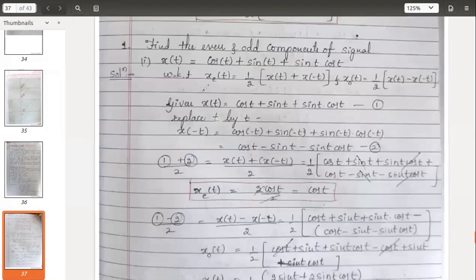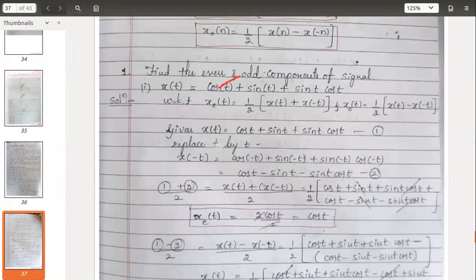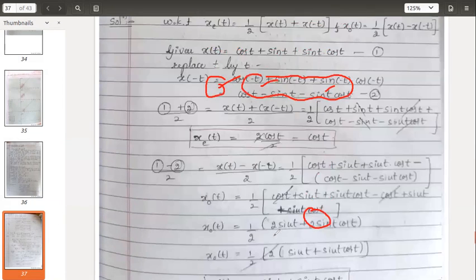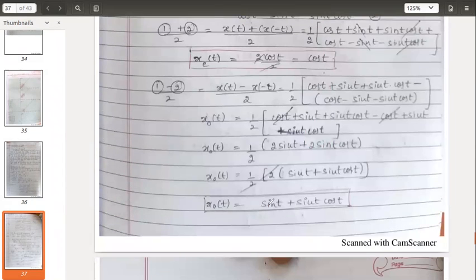See, in the original signal x of t there are 3 terms, out of which the even term is cos, so the remaining 2 terms will be your odd terms, which we verified just now. See, 2 terms are odd terms. Fine. This is how we find the even and odd components of any signal.